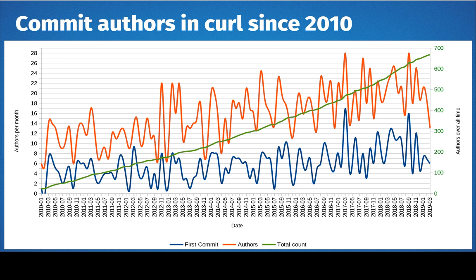And the green, being the total number of commit authors in Git, keeps going up. So I think that's a nice trend. It means that we're at least open enough, friendly enough to welcome people to do things. And we managed to do it.